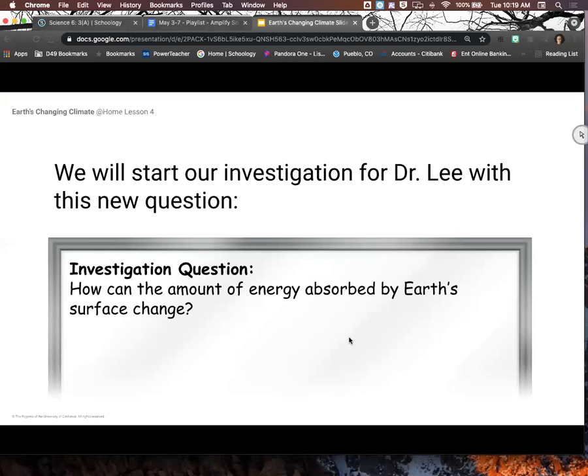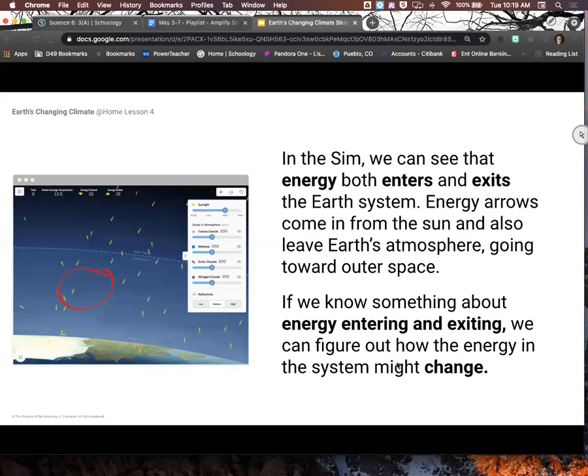So let's start our investigation for Dr. Lee. How can the amount of energy absorbed by Earth's surface change? How can that happen? So in the sim, we can see that energy enters and exits the Earth system. Energy arrows come in from the sun and also leave the Earth's atmosphere going toward outer space. You can see those arrows there. You'll see it as we open up the sim in a few slides.